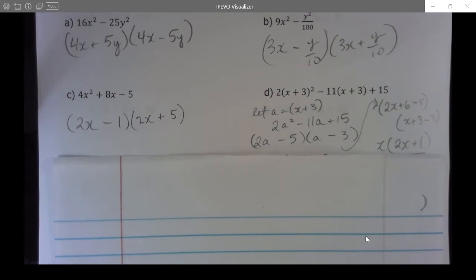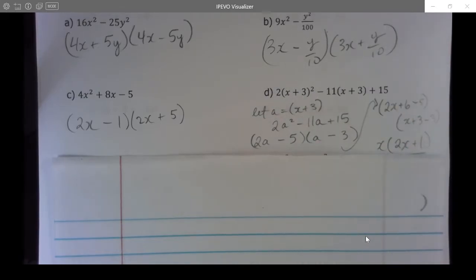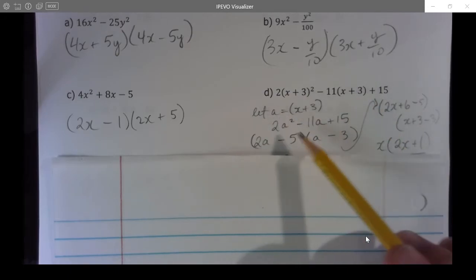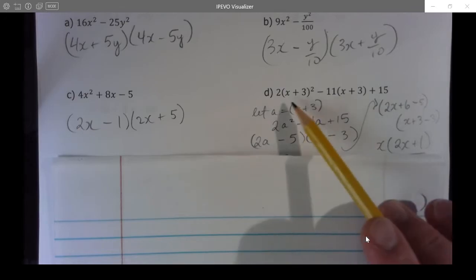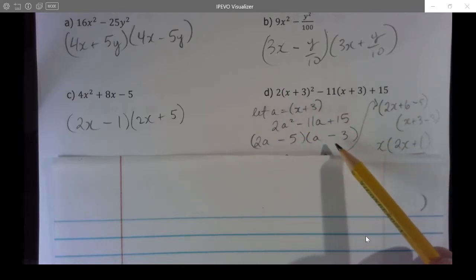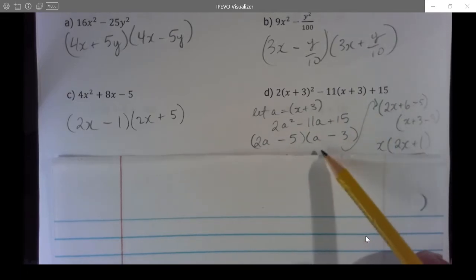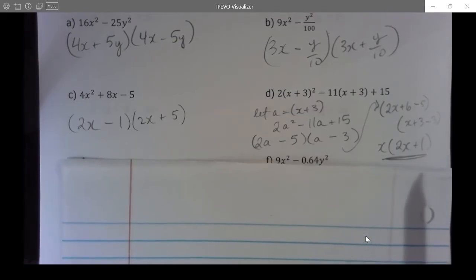substitutional strategy that we saw last unit, where rather than expanding these things, which we could, but it's kind of a waste of time, we'll just let these two brackets be represented by a letter like A, and then I'll factor it with the A, and then I'll plug what the A actually equals back in once I'm in factored form. And since A was x plus 3, 2 times A would be 2x plus 6, and A minus 3 would be x plus 3 minus 3. So my final answer is 2x plus 1.